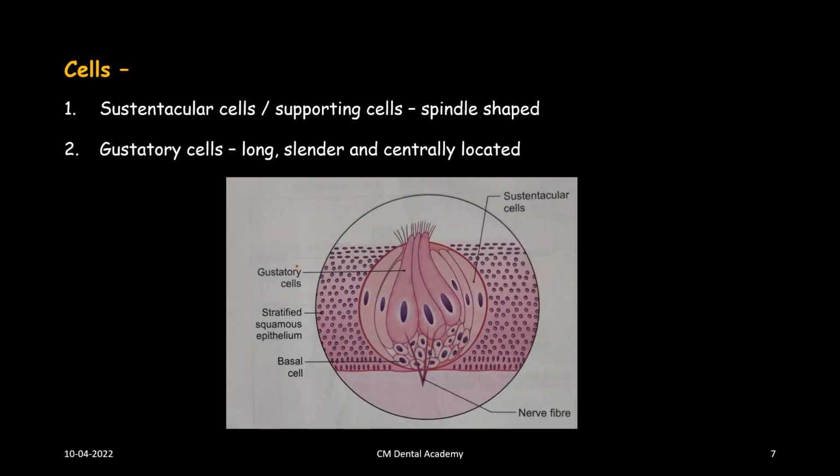There are two types of cells present mainly in the taste buds. The sustentacular cells, which are called the supporting cells. These are spindle shaped, present at the periphery of the taste bud, and the gustatory cells, which are long, slender, and centrally located. And these are the basal cells. This is the stratified squamous epithelium. So now the question arises where these taste buds are exactly located.